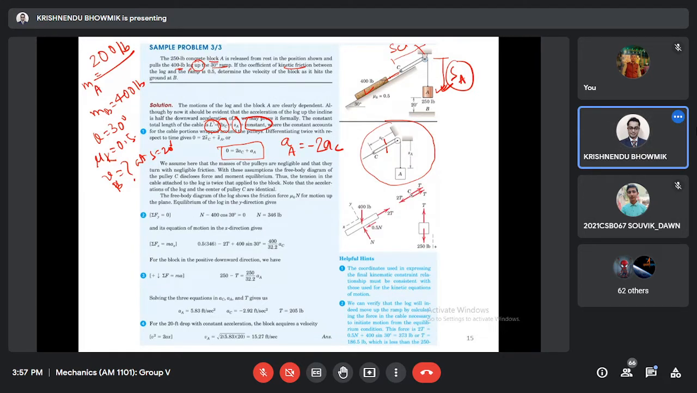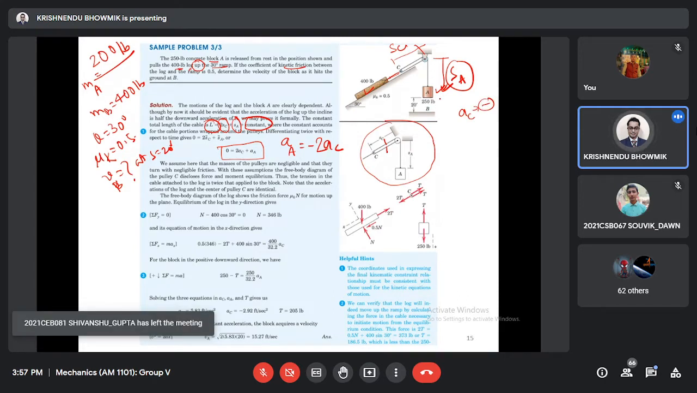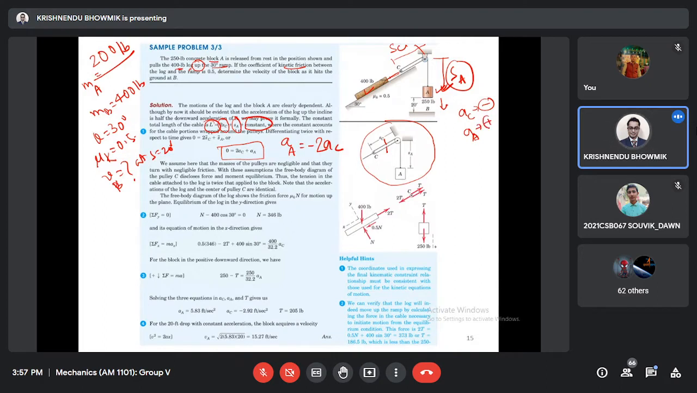Now, one is positive, the other is negative. Which one is increasing? That is positive, and which one is decreasing? So basically, this AC is a negative value because it is moving down, and this AA will be a positive value as its length will increase.